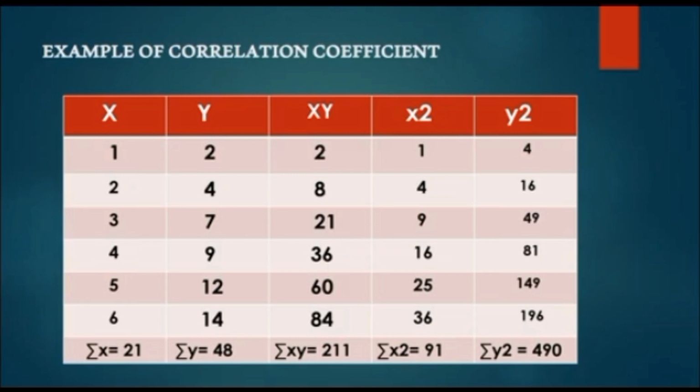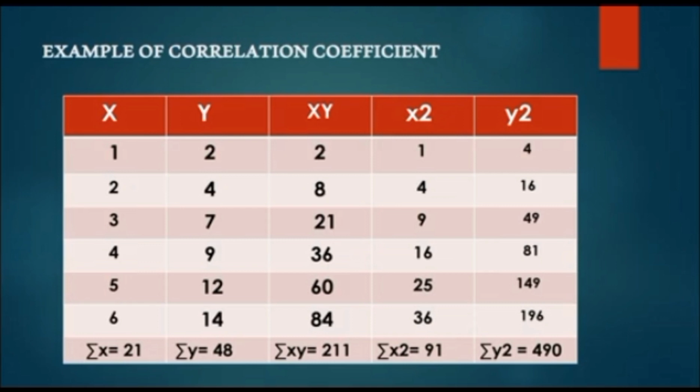So, 1 times 2 equals 2, 2 times 4 equals 8, 3 times 7 equals 21, 4 times 9 equals 36, 5 times 12 equals 60, and 6 times 14 equals 84. Adding them all up, the sum of xy equals 211.